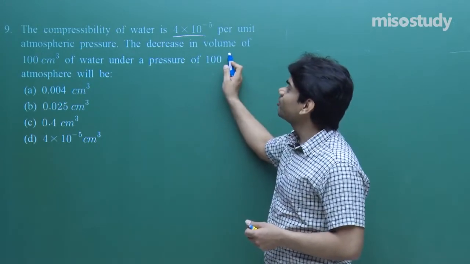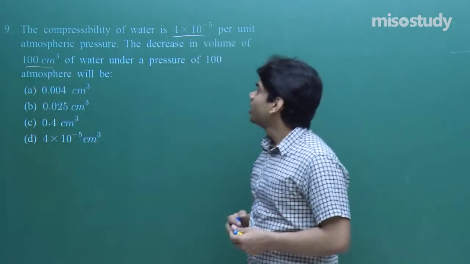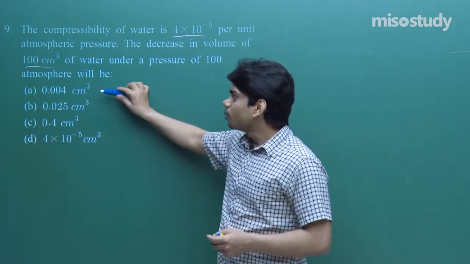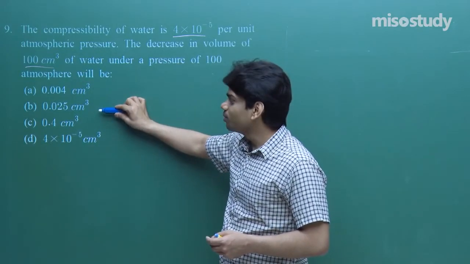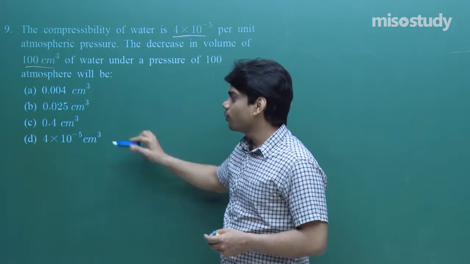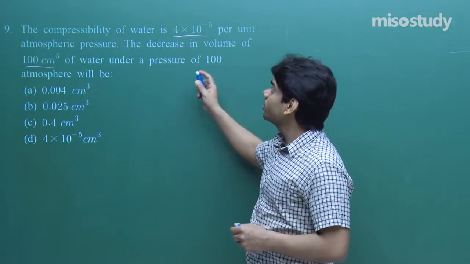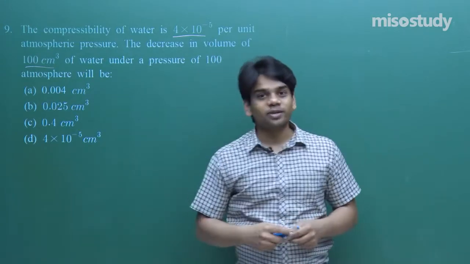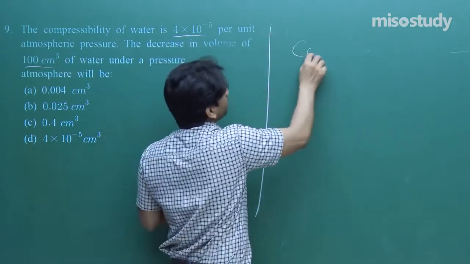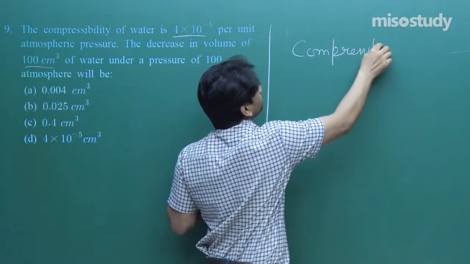The decrease in volume of 100 cubic centimeter of water under a pressure of 100 atmosphere will be: A, 0.004 cubic centimeter; B, 0.025 cubic centimeter; C, 0.4 cubic centimeter; and D, 4 into 10 to the power minus 5 cubic centimeter. It says that the compressibility of water is 4 into 10 to the power minus 5. Let me write down first compressibility, and for compressibility we will use small k to denote it.